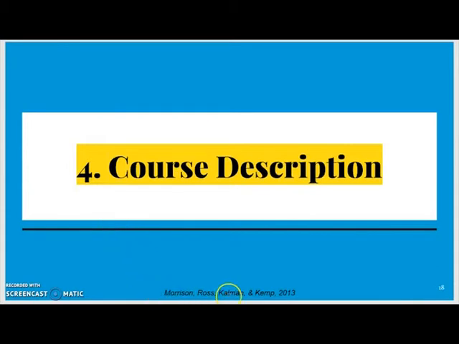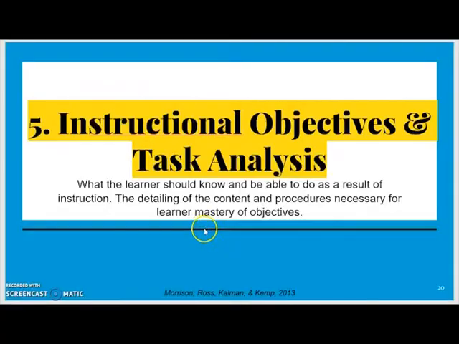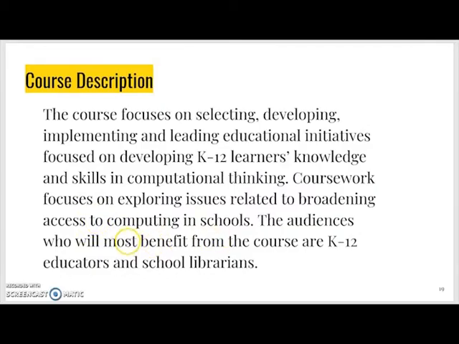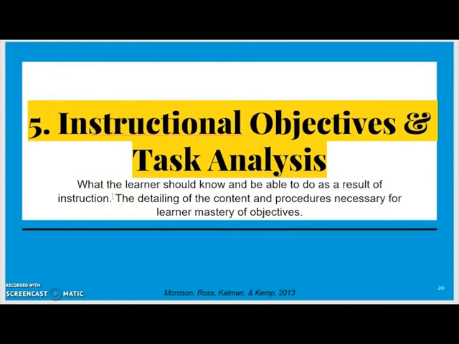This is not really a Morrison, Ross, Kalman, and Kemp aspect of the instructional design model, but I do want to take a second to read you the course description. The course focuses on selecting, developing, implementing, and leading educational initiatives focused on developing K-12 learners' knowledge and skills in computational thinking. Coursework focuses on exploring issues related to broadening access to computing in schools. The audiences who will most benefit from the course are K-12 educators and school librarians. So that kind of emerges from what I just told you about how they need to be addressing these big questions throughout the program.